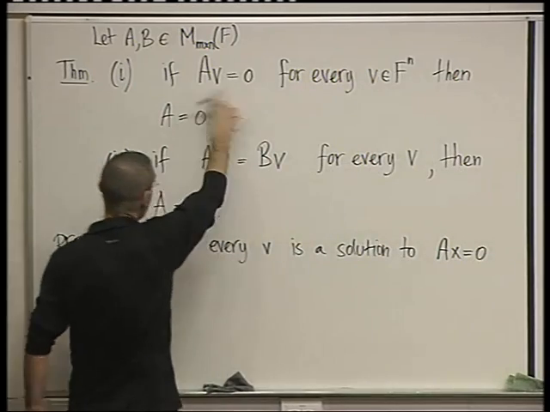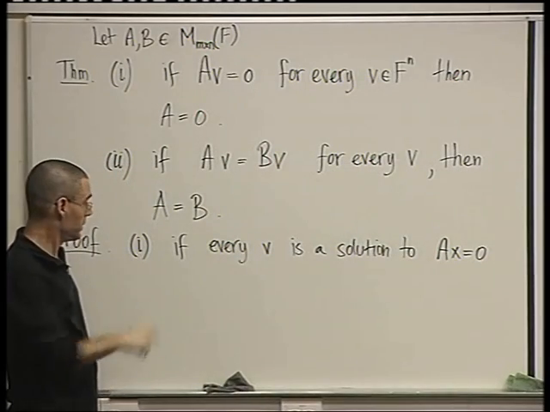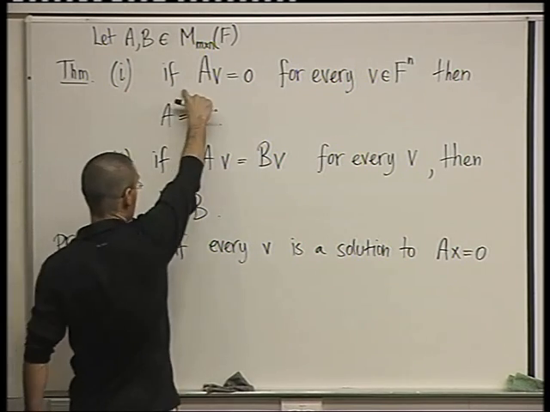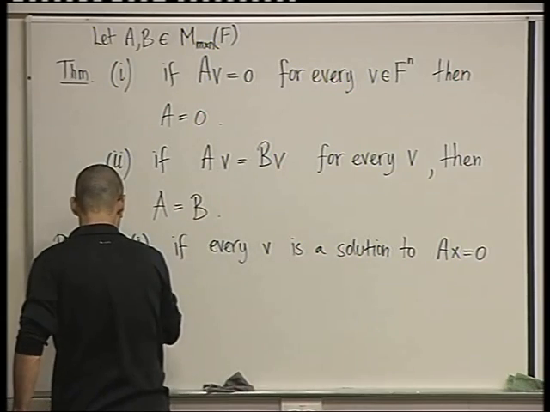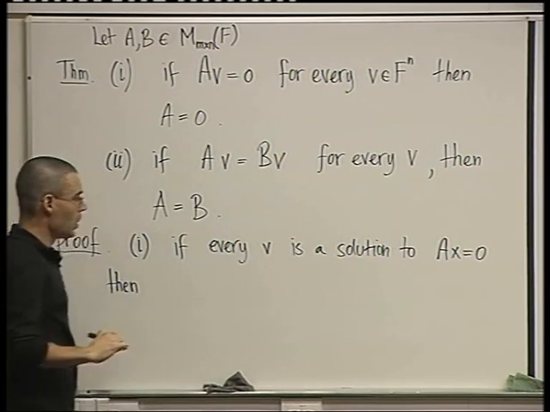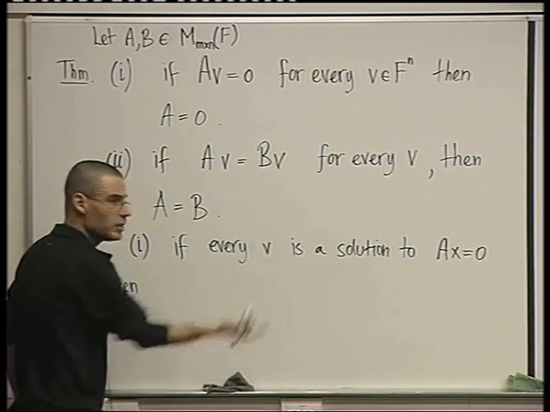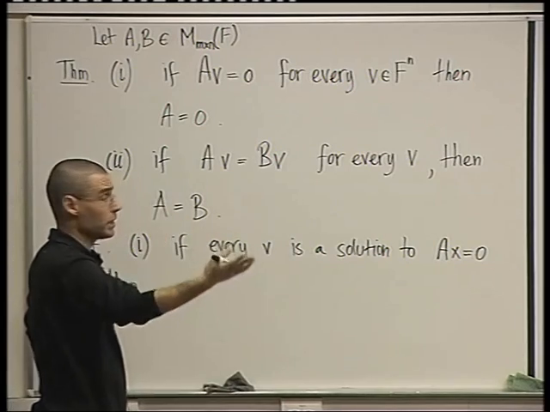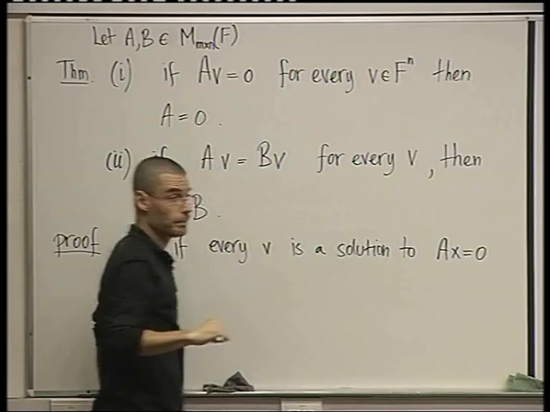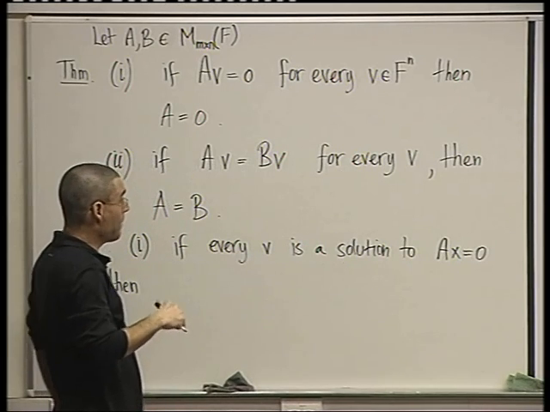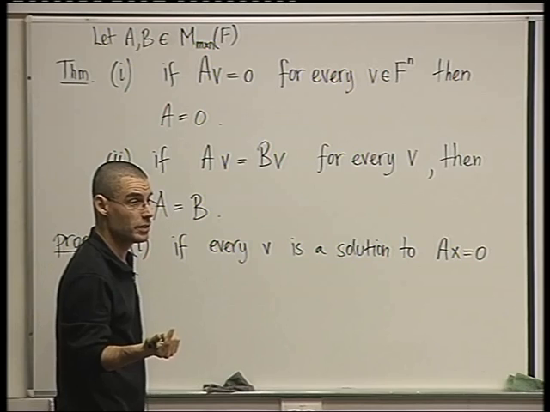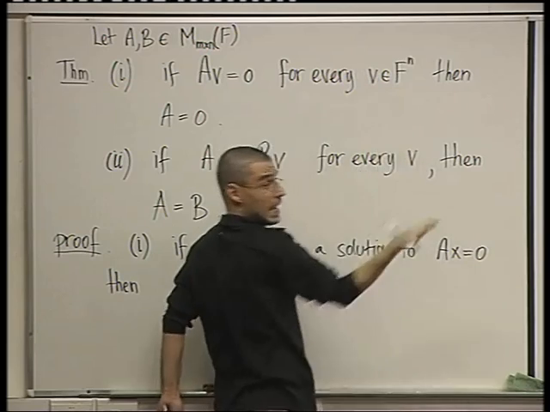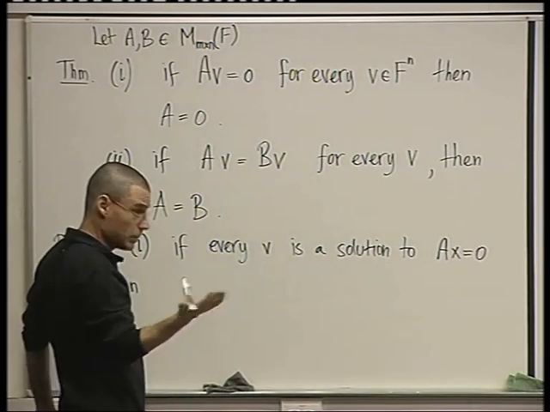Right? That's what it means that AV equals 0 for every V. It means that every V is a solution to AX equals 0. Do you agree? So this is the data here. If every V is a solution, the space of all solutions is all of Fn, right? So what is the dimension of the set of solutions? N. Yeah, it's true, N.